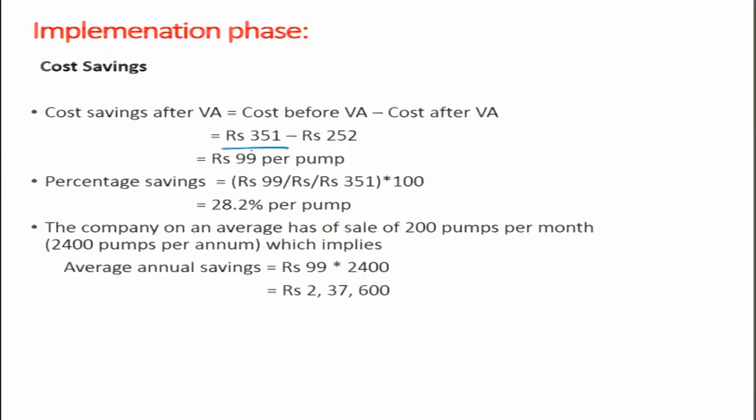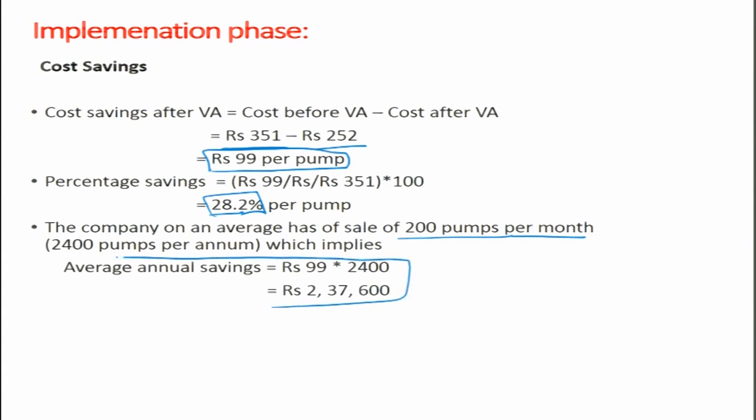Then we can present the savings. Rupees 351 is the total cost of the current design. This is the proposed design. So saving is rupees 100 per pump. This is quite high, 28.2% savings is there. So to present the facts, the company on an average has sale of 200 pumps per month. So per month savings could be this one, using value engineering approach.